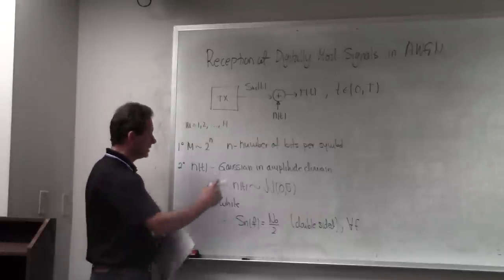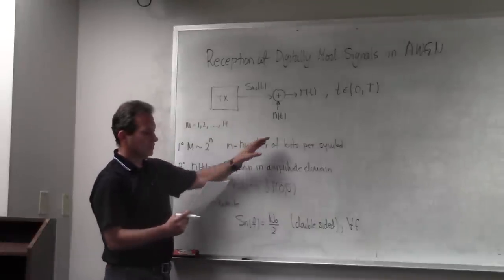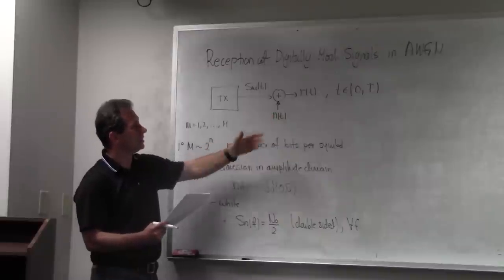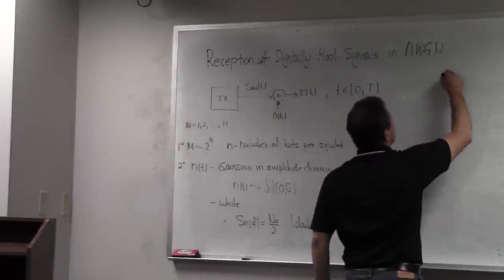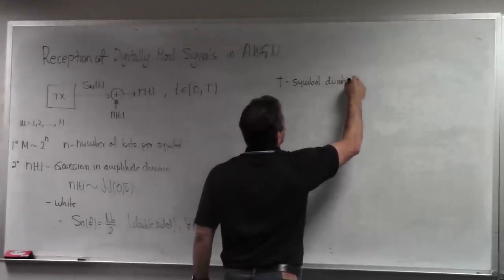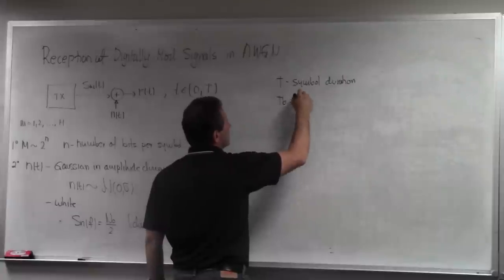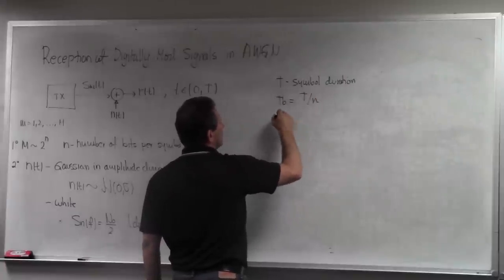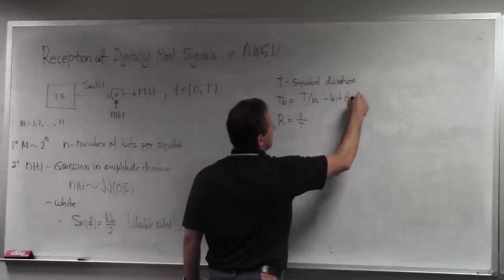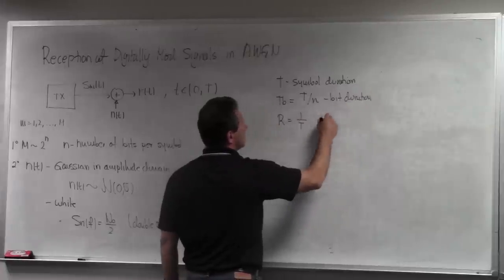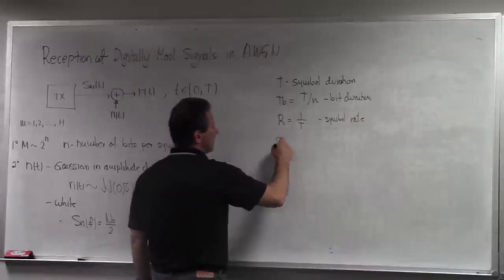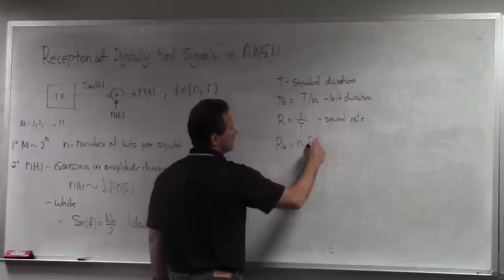And I have this T. T is the signaling period. So the duration of the signal is T, and then your symbol rate is going to be R equals 1 over T. I can say here T is the symbol duration. The bit duration is going to be T over N. This is the bit duration, and this is your symbol rate. And then what is your bit rate? R_B is going to be N times R. That's the bit rate.